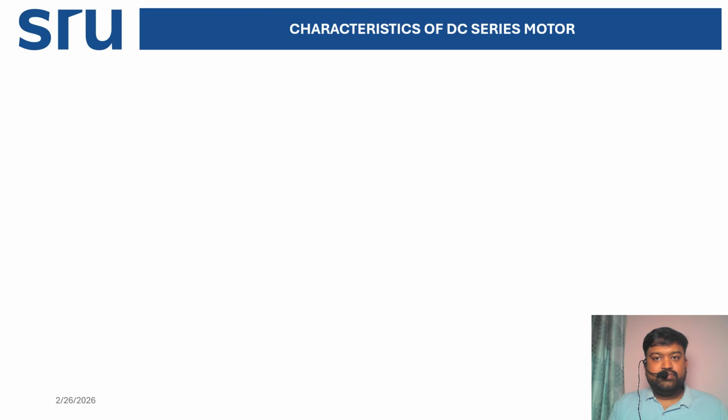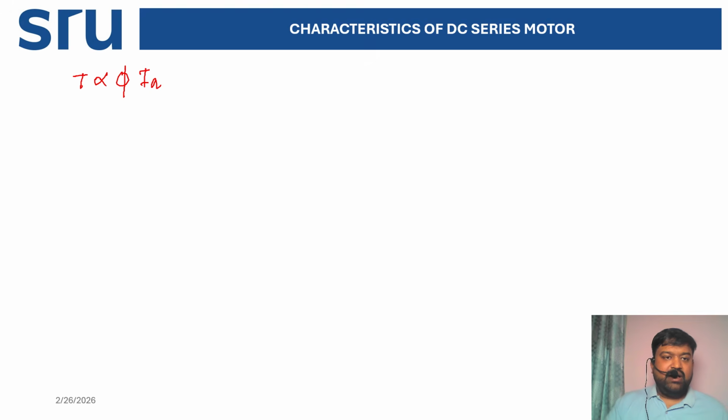Now come to the characteristics of a DC series motor, we'll understand. Because similarly to the shunt motor, for the series motor also we have to derive the same thing. First, again we will understand this relation. Already we derived that torque is directly proportional to flux into I, right? In the shunt motor, flux equal to constant we have kept.